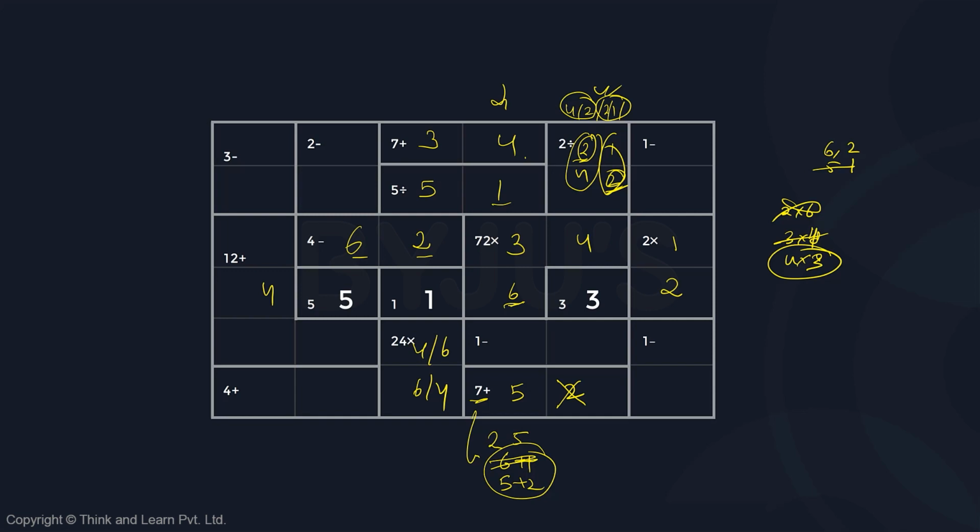I repeat, if I say 5 and 2 here, for the division of two numbers to be 2, the only possibilities were 4 and 2, and 2 and 1. So in either case, 2 will definitely be used in this column or this column. So in this column, 2 is used here, okay? So I cannot use 2 here. So that means this has to be 5 and this has to be 2.